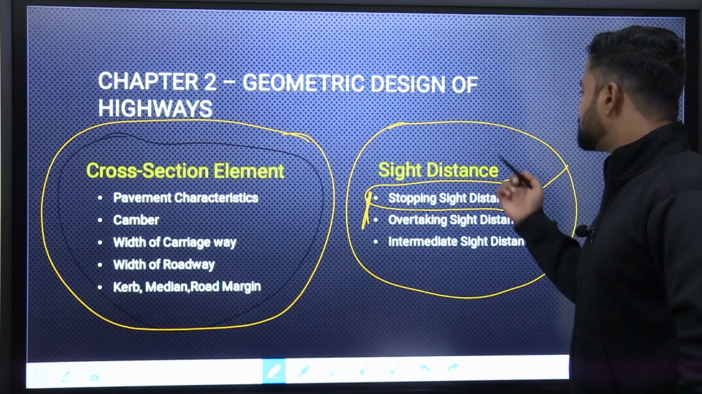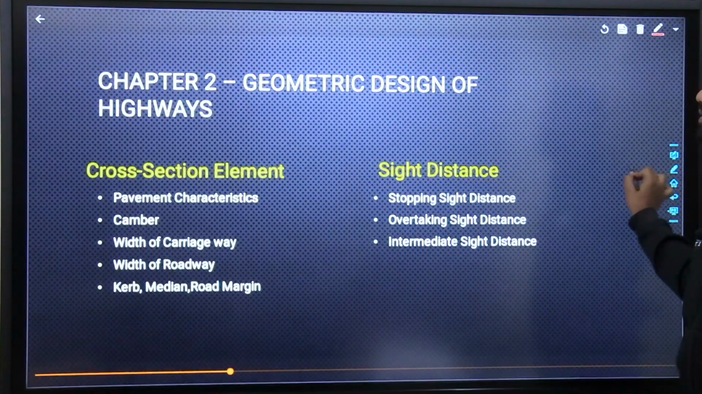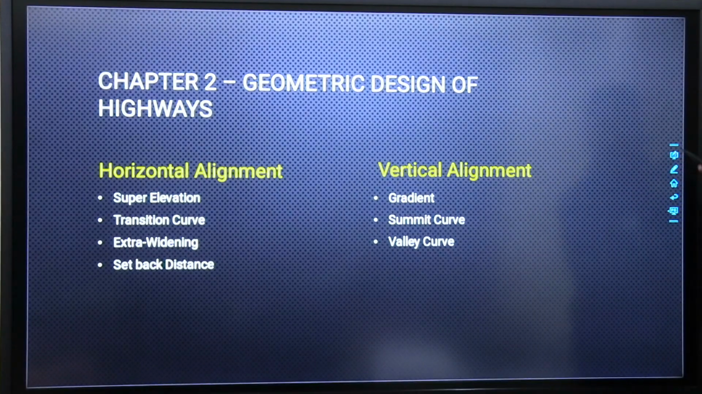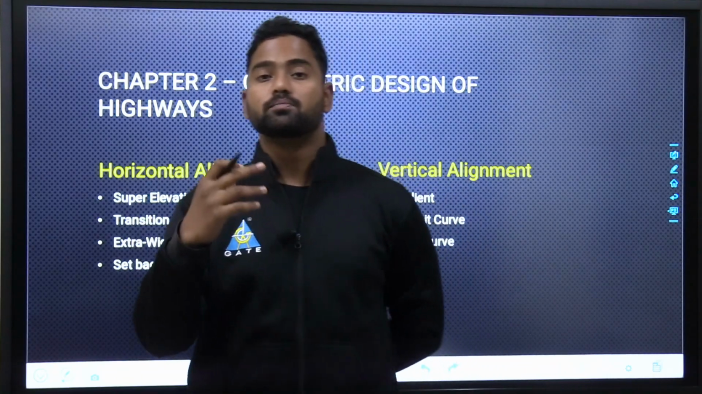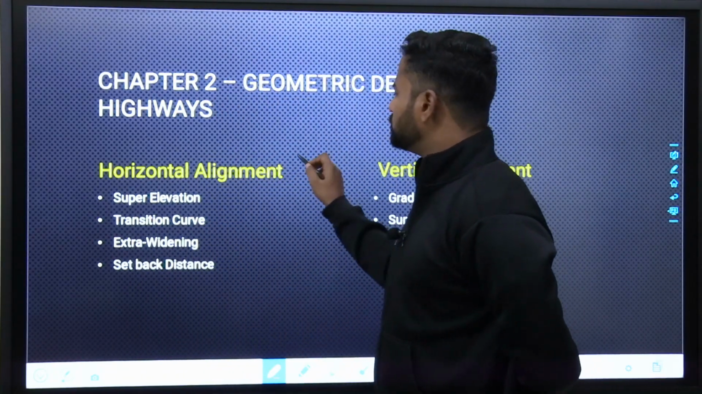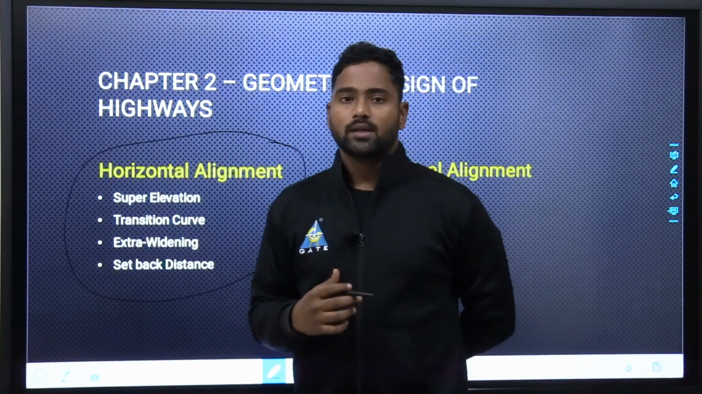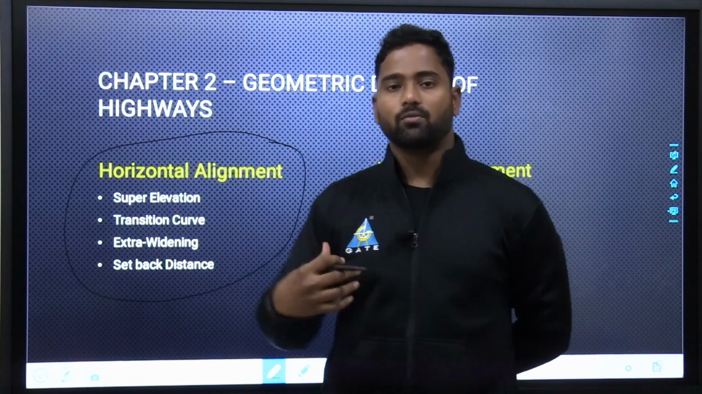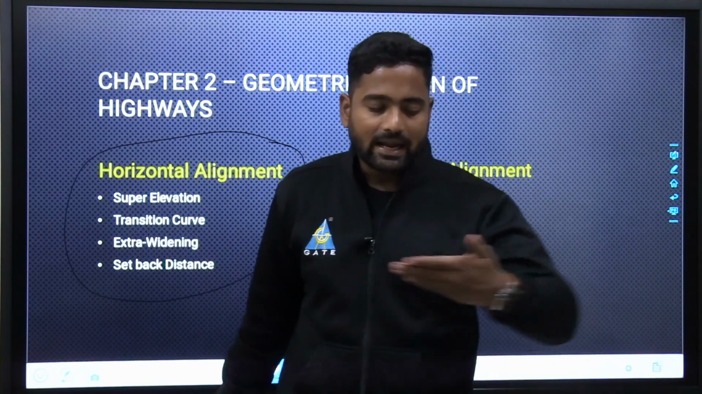So these are the first two concepts in geometric design of highways. Next one is horizontal alignment and vertical alignment. In horizontal alignment, there is super elevation. You will see what super elevation is, why super elevation is provided, and based on that, what the lateral friction is.